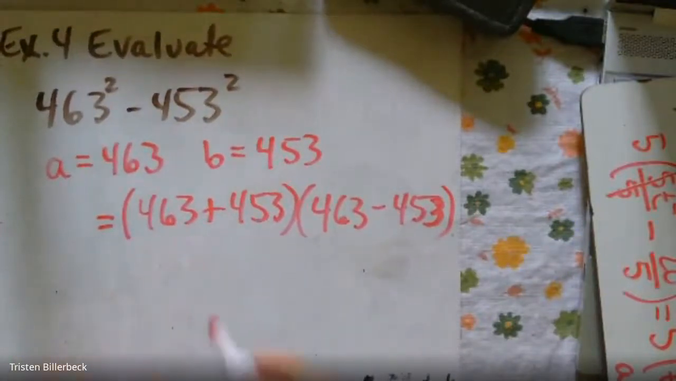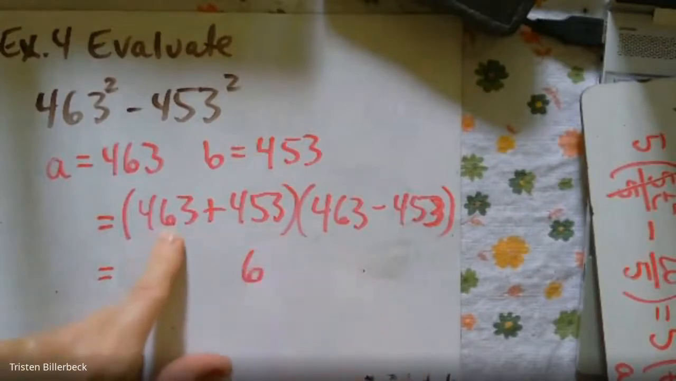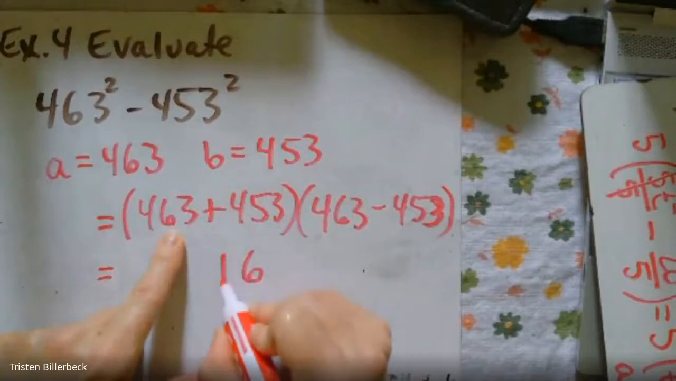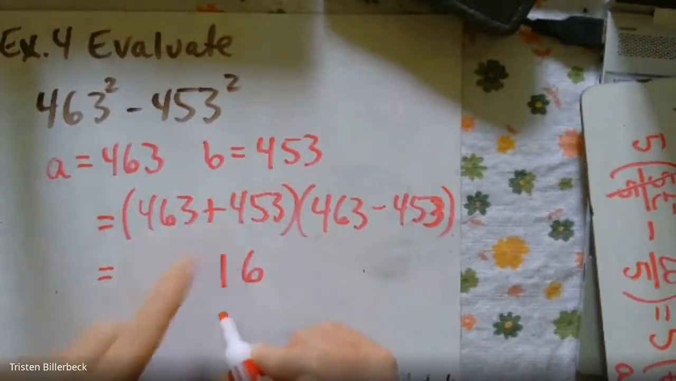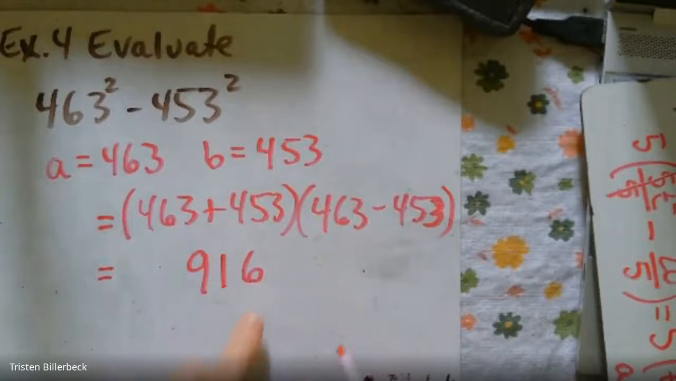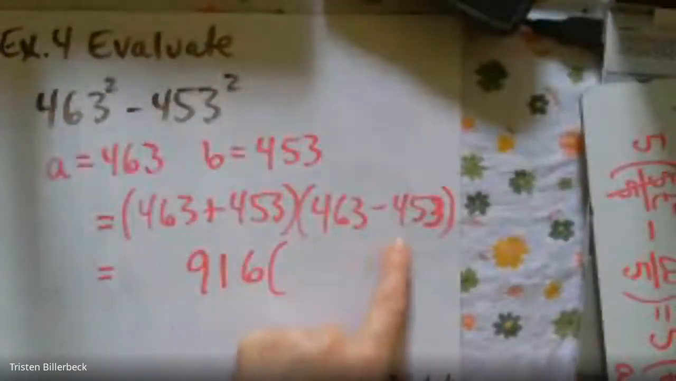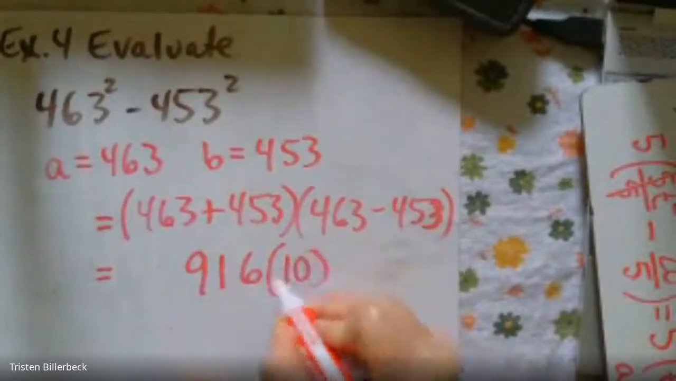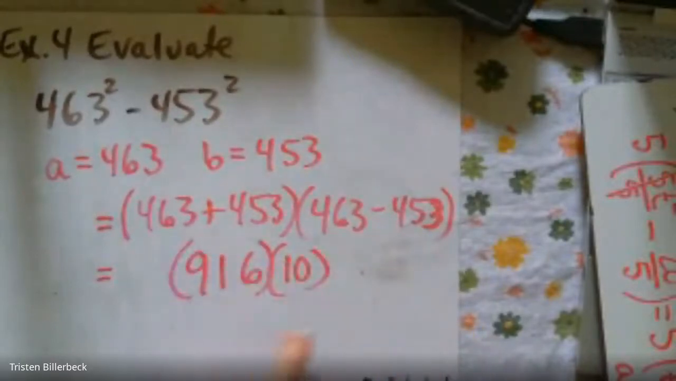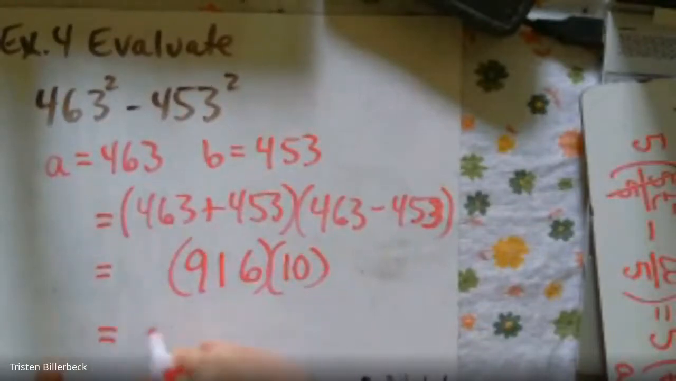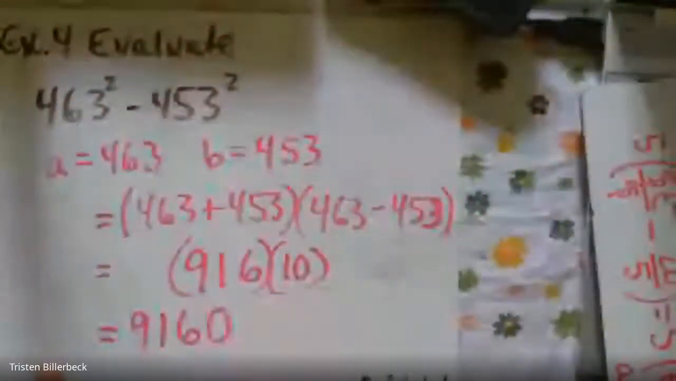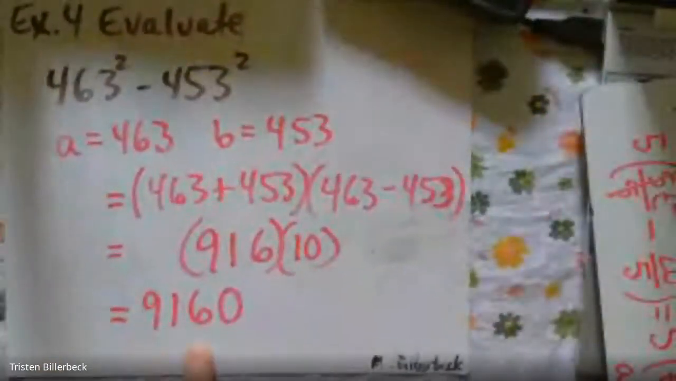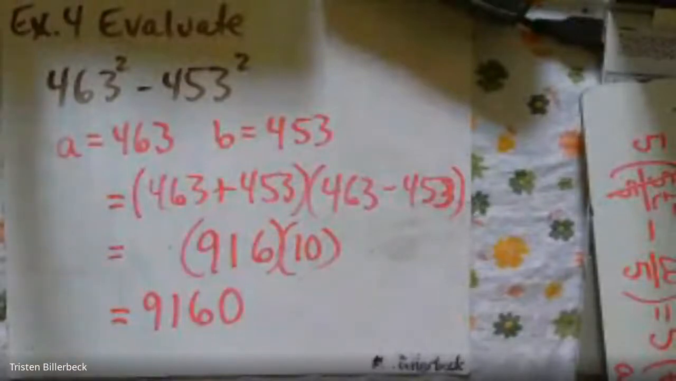If we add this together, 3 plus 3 is 6. 5 plus 6 is 11, carry a 1. 4 plus 4 is 8, plus 1 is 9. And 463 minus 453 is just 10. Well, that makes it easy. We just add a 0 to that. So we just did a very brutal calculation using the special products formula, and we got our answer so quickly without using a calculator.